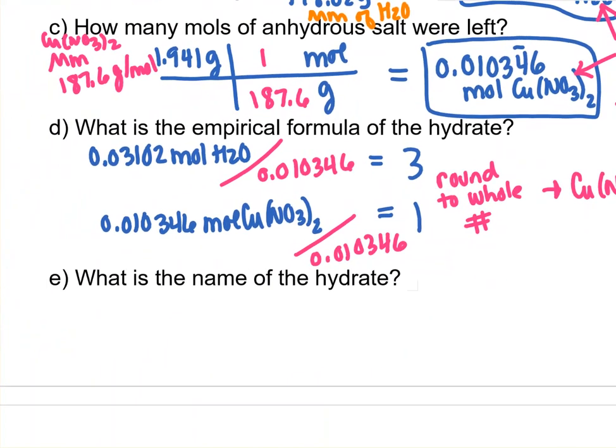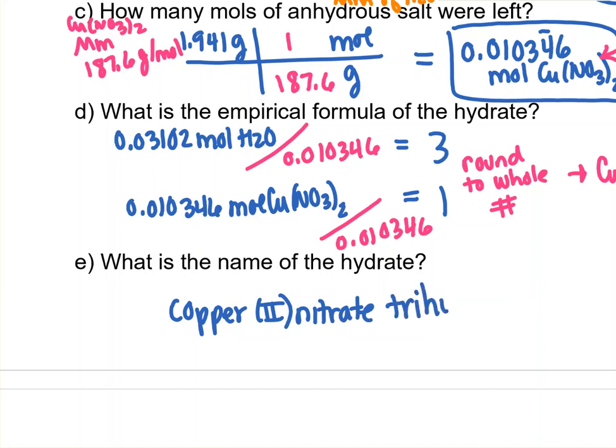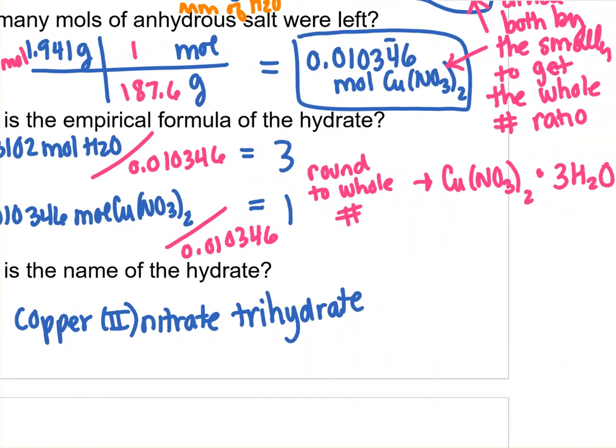Last thing, what is the name? What do I call that? So you take the name of the salt, and then since it had 3 waters, we'll say tri and then hydrate. So I can get both the formula and the name.